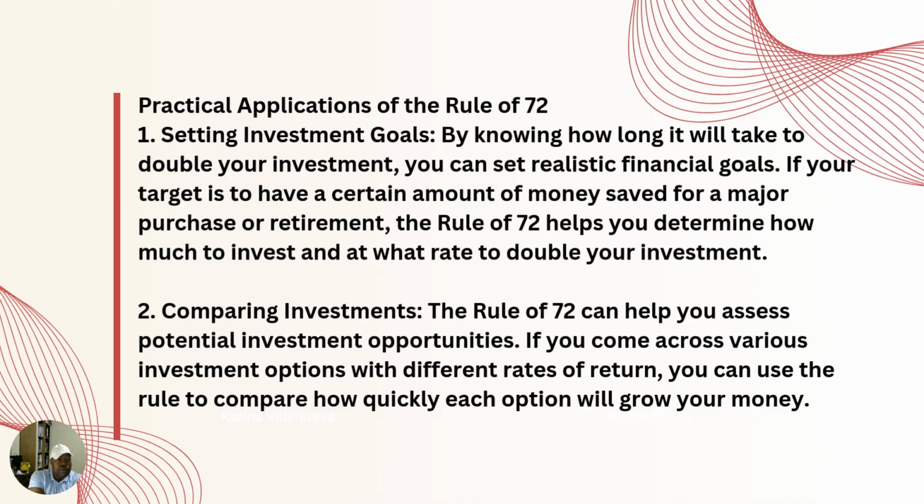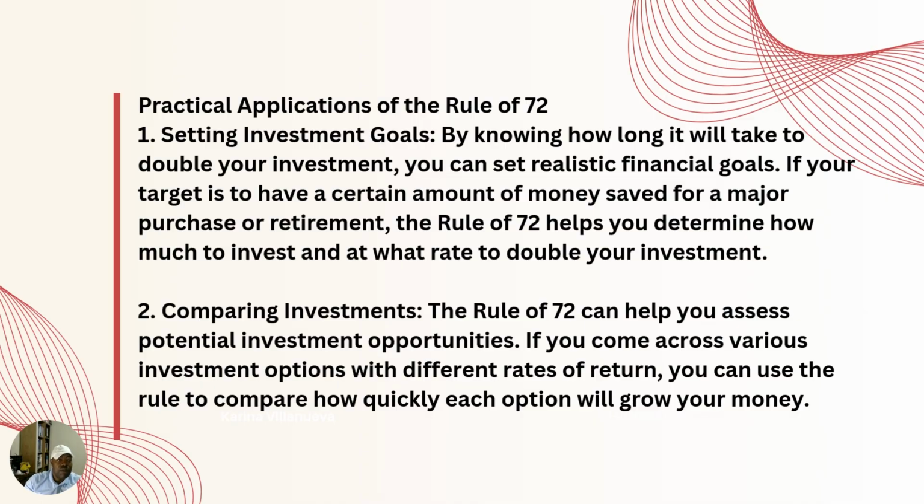Now, practical applications of the rule of 72. First, setting investment goals. By knowing how long it takes to double your investment, you can set realistic financial goals. If your target is to have a certain amount of money saved for a major purchase or retirement, the rule of 72 helps you determine how much to invest and at what rate to double your investment. You can also use it in comparing investments.